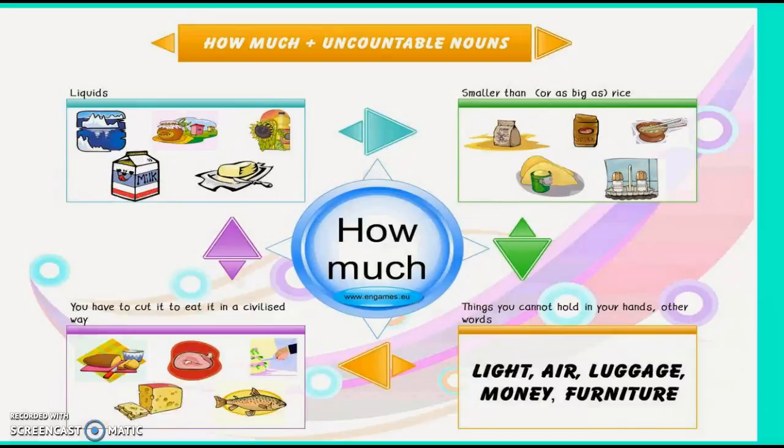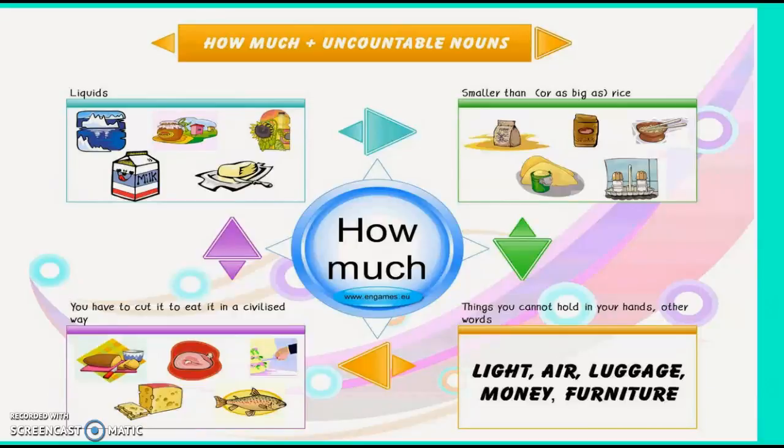Now let's move on. How much? That's always used with uncountable nouns. For example, we can't count liquids. For example, water, milk, butter, oil, honey. Now, if we have to cut it to eat it in a civilized way using a fork and a knife, for example, it's uncountable, like bread, cheese, meat, fish.